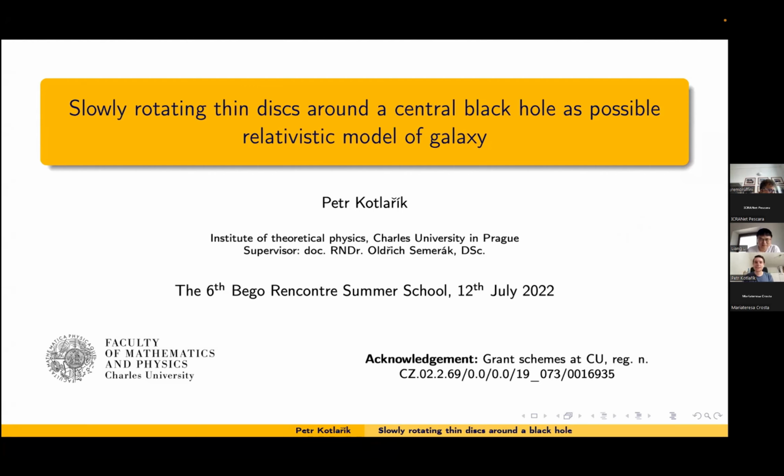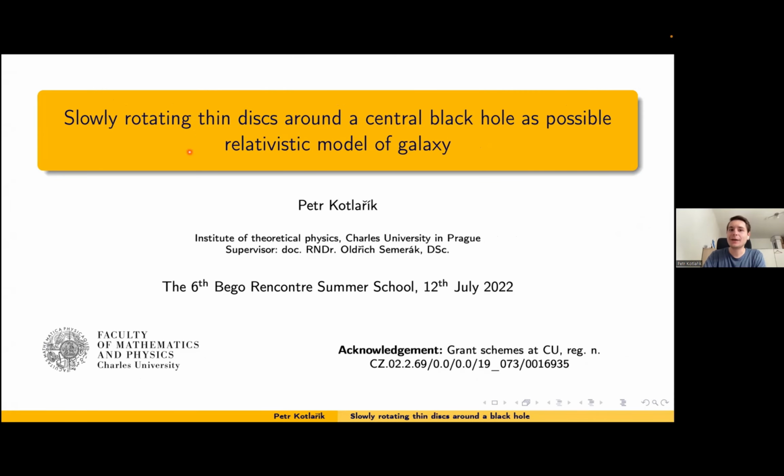Thank you for the opportunity to speak here. My name is Petr KOTLAŞÍK. I am a PhD student at the Charles University in Prague. As you can see, I will speak about a particular solution to Einstein equations describing slowly rotating thin disks around the black hole, and also whether it's possible to use it as a relativistic model of our galaxy.